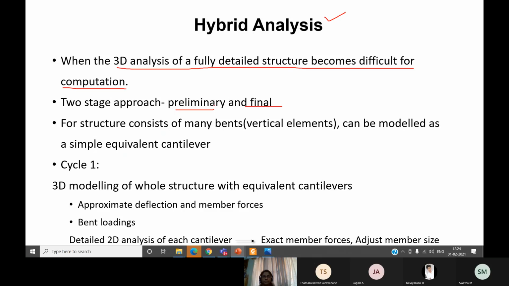Initially you can find out the initial dimensions, everything. Then you can go for a final analysis. So both together we can combine to do a hybrid analysis.